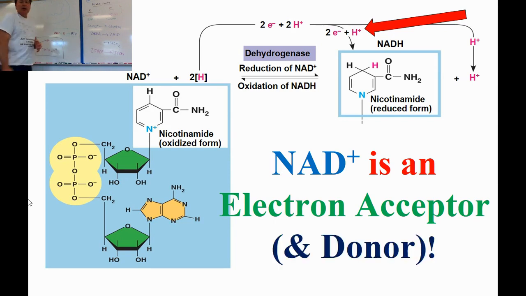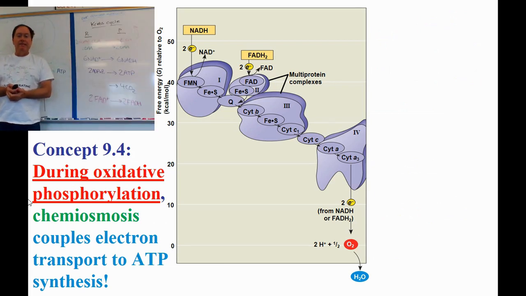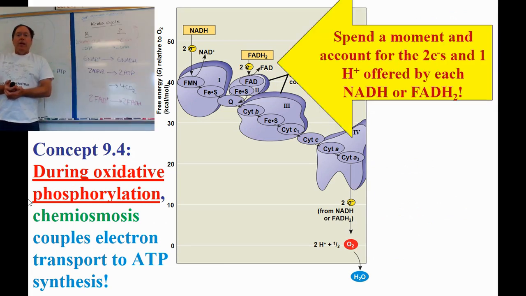But here's what's new. They also donate. So they are at once reduced when they get the electron, and then when they get rid of the electron, they will be oxidized. So these NADs are going to actually get rid of an electron as well, and you're going to see that they're going to give it to all these proteins that exist right here in this inner membrane of the mitochondria. So they are a donor as well. Well, if you recall, every NADH is able to give 2 electrons and 1 proton to this chain.